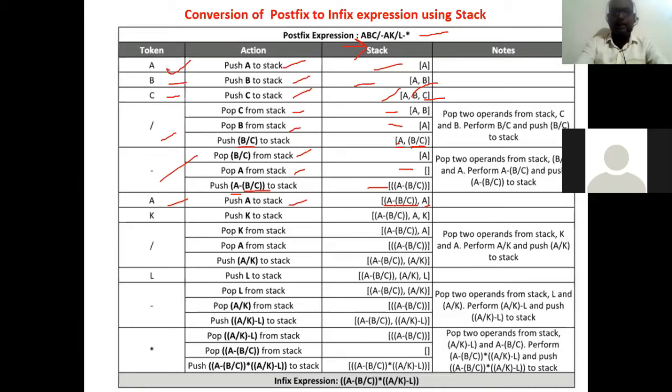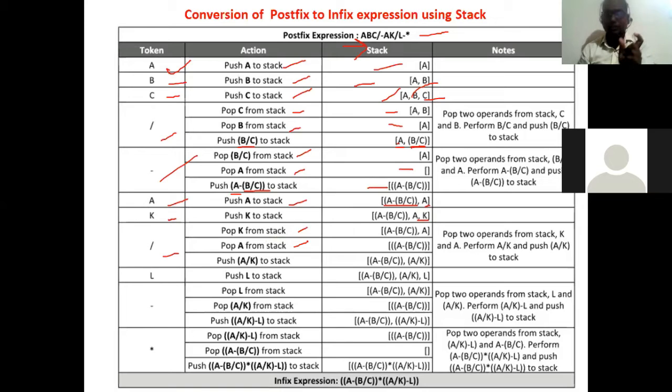Now there is K. K is also an operand. So you need to push K onto the stack. So K was pushed onto the stack. After that, divide. Divide is an operator, so you need to pop two elements from the stack. So first K comes out, then you have to remove A. So first K came out, then A.